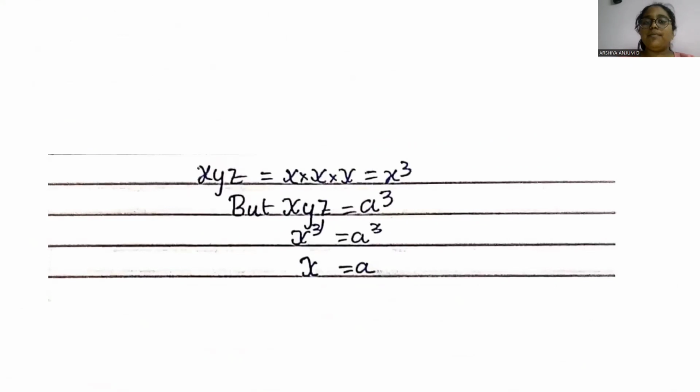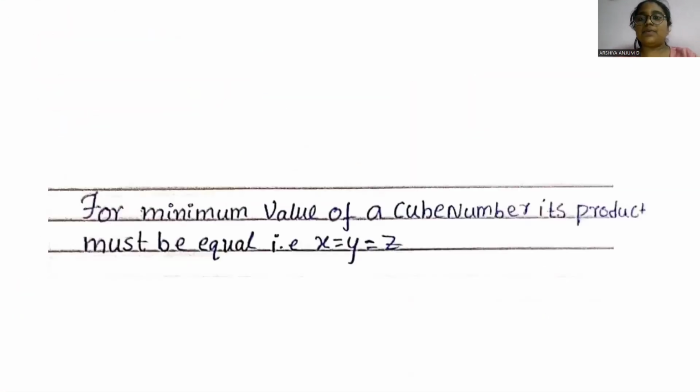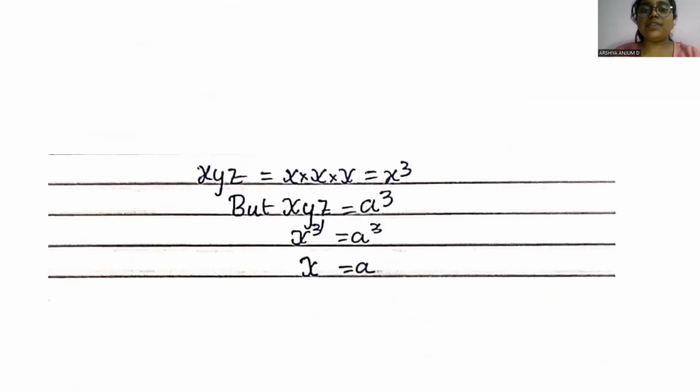As we know from this rule, x equals y equals z, so we can replace it. Here also we do the same thing. xyz equals x into x into x, which is x cube. So x cube equals a cube. The cubes get cancelled and x equals a.